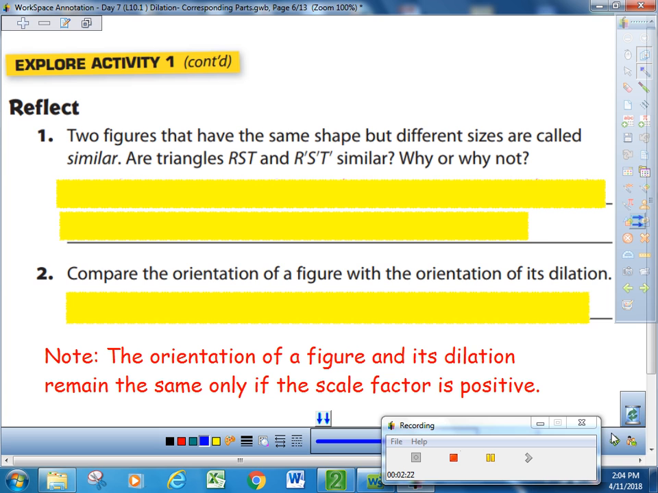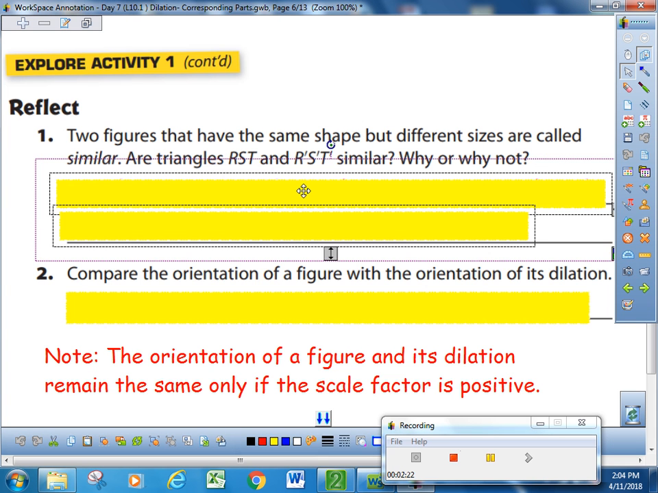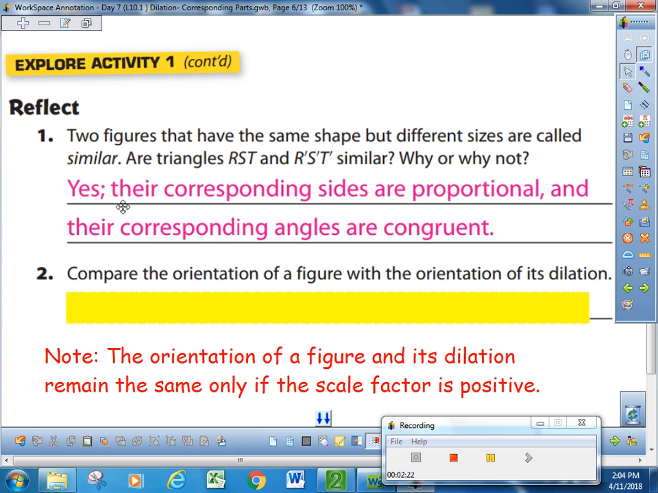Two figures that have the same shape but different sizes are called similar. Are triangles RST and R prime S prime T prime similar? Why or why not? They are similar because their corresponding sides are proportional. That was that K that we came up with. And their corresponding angles are congruent.